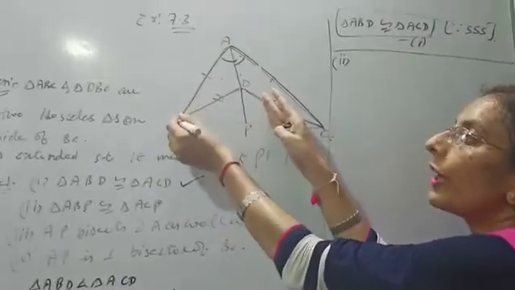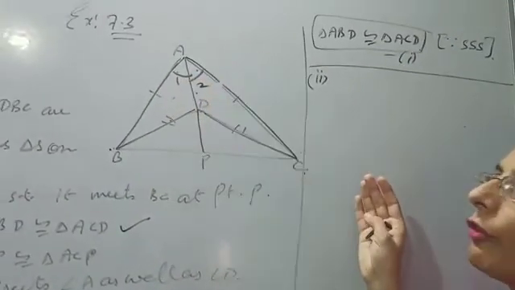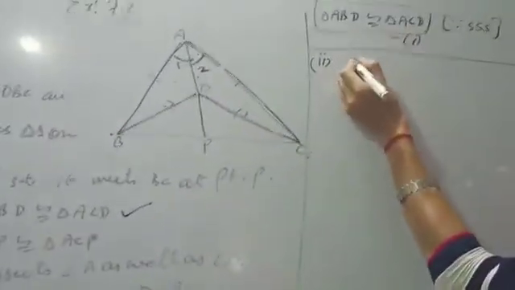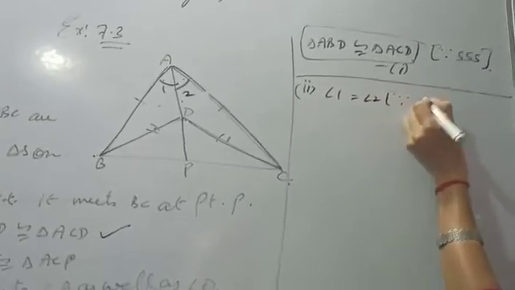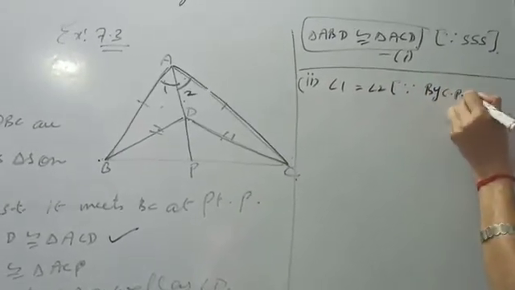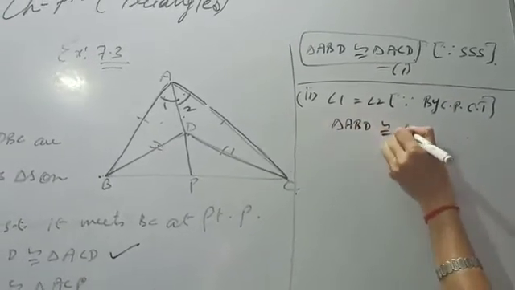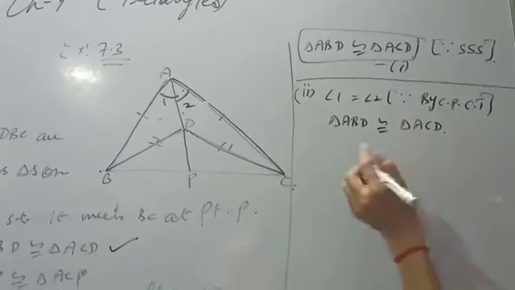As we already proved, these two triangles ABD and ACD are congruent. By simplicity, we can write here angle 1 is equal to angle 2. So we will write here, firstly into the first part, angle 1 is equal to angle 2 by the congruence of triangle ABD and triangle ACD. Now for the second part we will prove here.